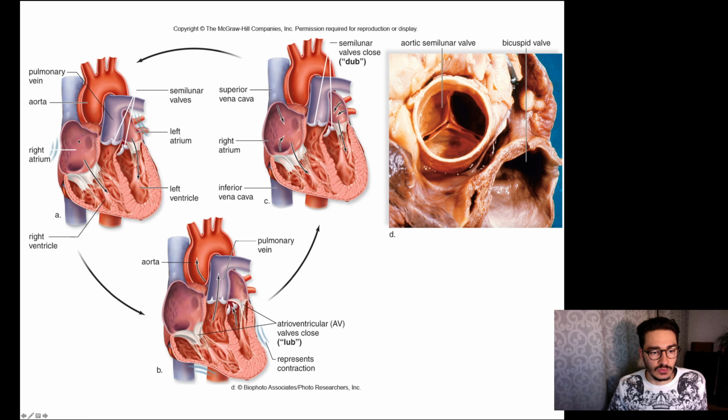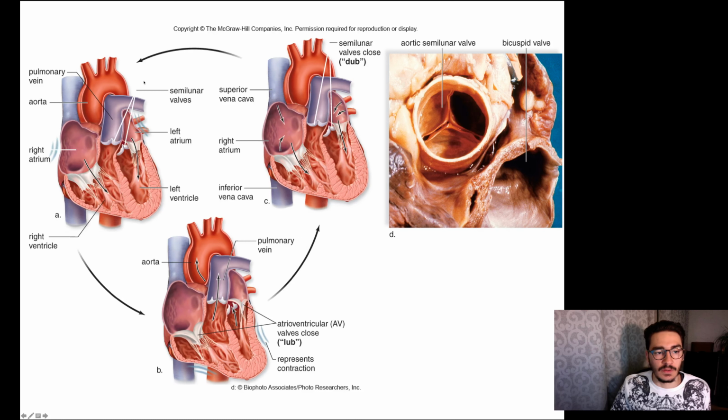So first of all, blood is introduced to the right atrium. It goes through the atrioventricular valve, the tricuspid. Then it goes to the right ventricle. From the right ventricle, it goes through the pulmonary semilunar valve. That's this one. Then it goes to the pulmonary trunk and pulmonary artery. From there, the blood goes to the lungs, right? It goes to the lungs, and then it comes back.